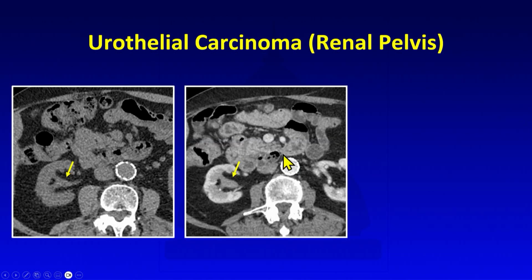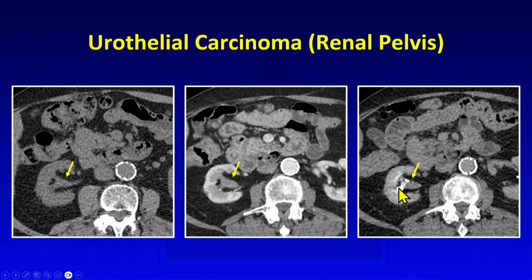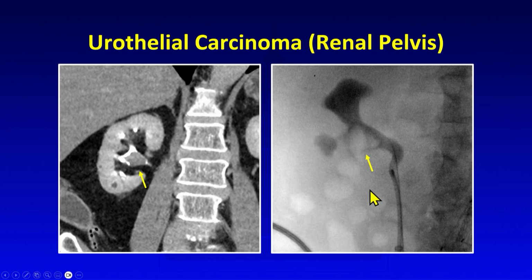This is a much more subtle case that I like to show why the excretory phase is so important. For the eagle eye in the audience, they may be able to appreciate some subtle fullness in the renal pelvis, but it's really hard. On the excretory phase, it makes it so much more obvious when the urine is so bright, and then you have this abnormal filling defect in the renal pelvis. Just showing you the corresponding image from the CTU and also on the retrograde ureterogram.